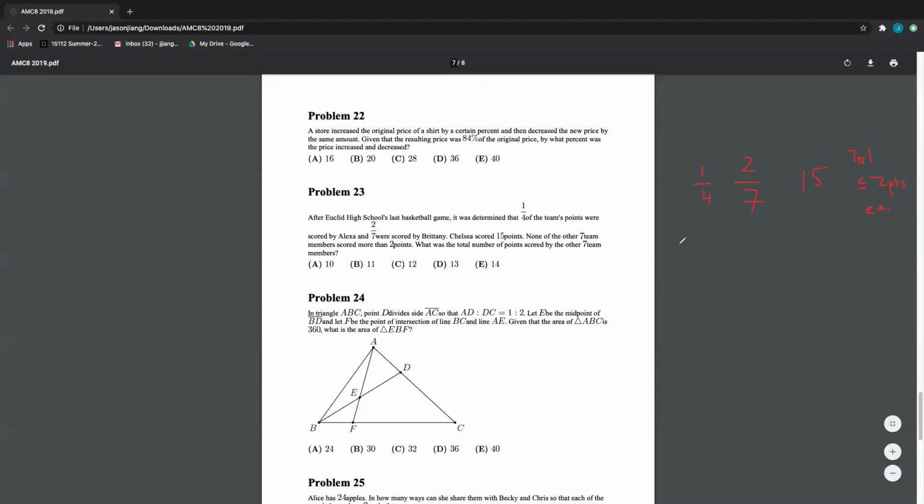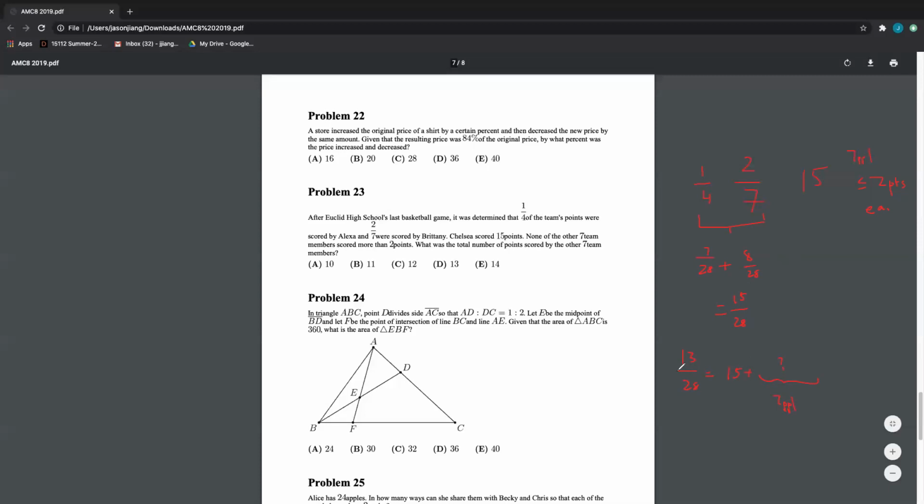So let's first calculate how much of the points were scored by Alexa and Brittany by adding these two fractions. If we do that, we'll come out with common denominator of 28. So 7/28 plus 8/28, which is 15/28. That means that the other 13/28 is equal to the 15 points plus however many points the 7 people are able to score, which we don't know.